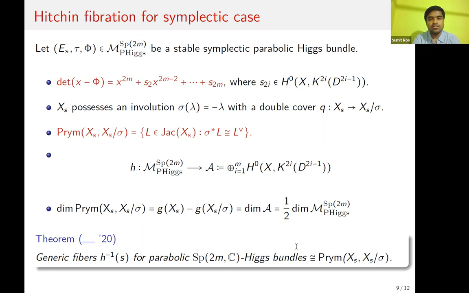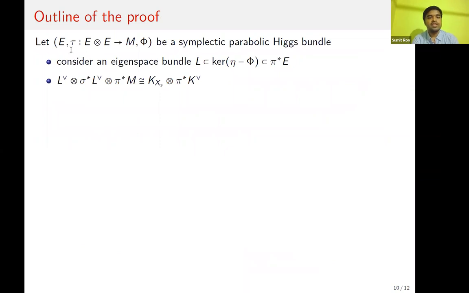So let me just give you an outline of the proof. So let E be an element in the fiber, I mean a generic fiber, which is a symplectic parabolic Higgs bundle. Then since we are considering a generic fiber, the spectral curve is smooth. Therefore, we have an eigenspace bundle, L. Okay. And then there is an isomorphism here, where these two have the same degree, the left-hand side and right-hand side, and the left-hand side has a section whose zeros are basically the ramification locus of that spectral curve.